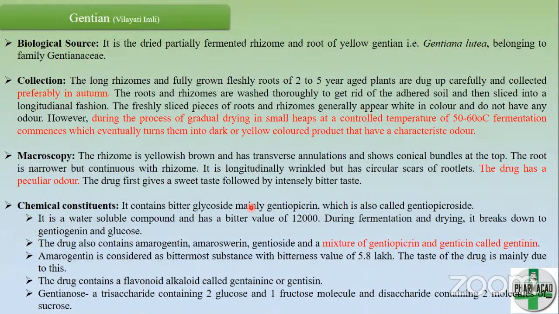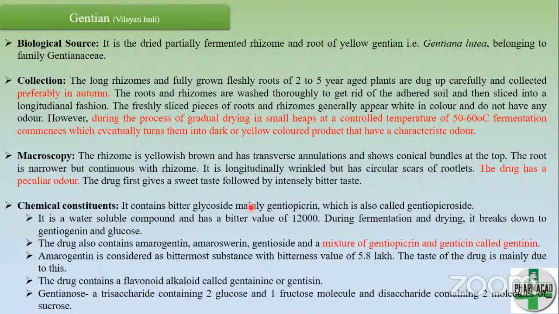Now these are long rhizomes, fully grown, fleshy roots of 2 to 5 year aged plants which are dug up carefully and collected preferably in autumn. Now these roots and rhizome are washed thoroughly to get rid of the adhered soil, and then they are sliced into a longitudinal fashion. The freshly sliced pieces of roots and rhizomes generally appear white in color and do not have any odor. So during this process of gradual drying at a controlled temperature, fermentation will commence, which will eventually turn them dark or yellow colored product with a characteristic odor.